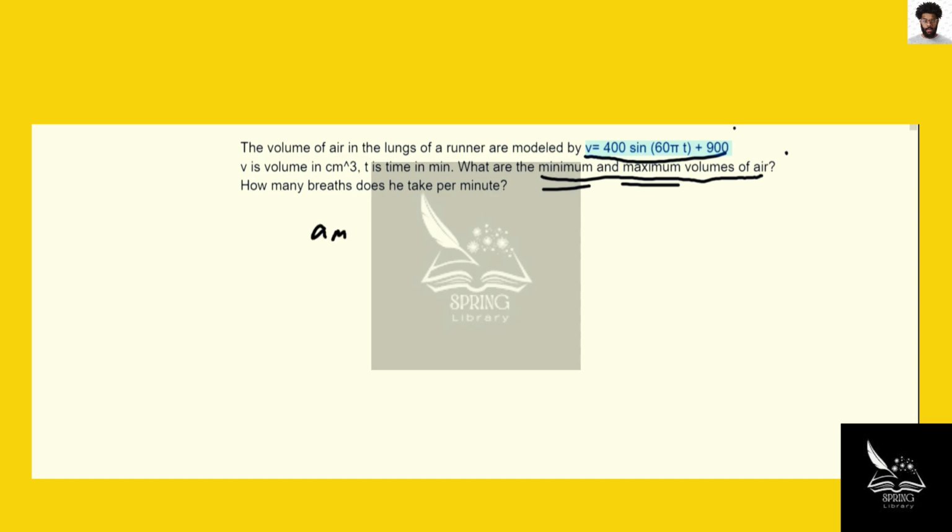So our amplitude is going to be 400, since it is the coefficient in front of the sine. And our vertical shift is going to be 900, since it is this constant added on to the end.